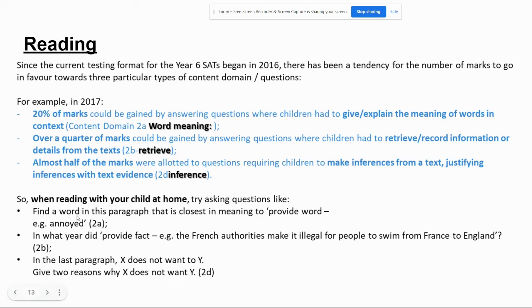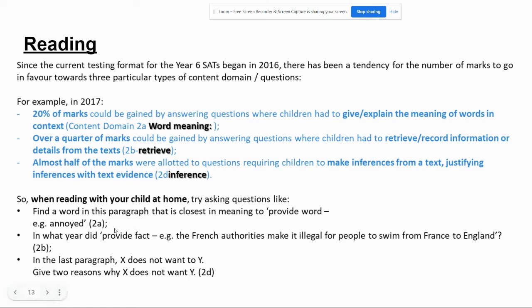Here's an example below of a question from each. So a 2A question might sound like this: find a word in the paragraph that is closest in meaning to, okay? Or find another word that means this, and then they have to search in the text for it. An example of a 2B question, retrieval, would be: in what year did the French authorities make it illegal for people to swim from France to England? And they'd have to go into the text and find what the year was. That's a simple fact retrieval question.